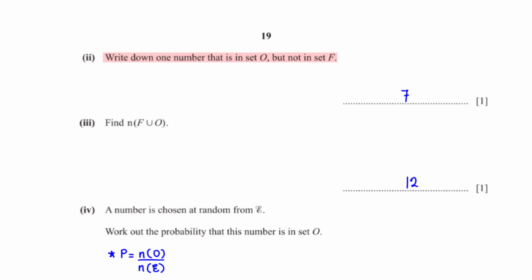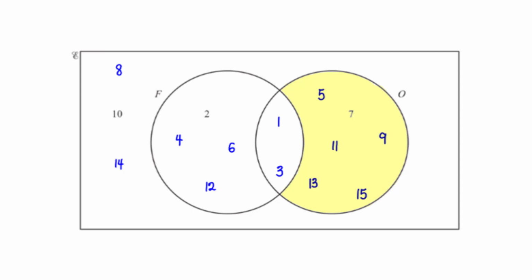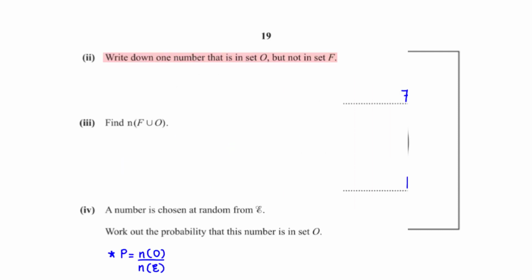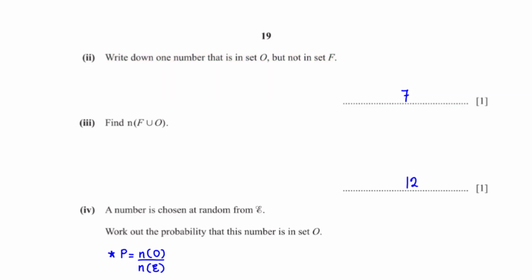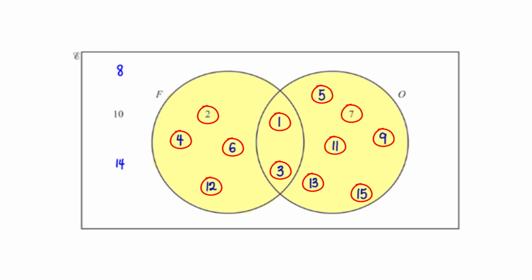Write down one number that is in set O but not in set F. From the Venn diagram, we see that one of the elements in this region is 7. Find the number of elements in F union O. From the Venn diagram, we see that the number of elements in this region are 12 in total.